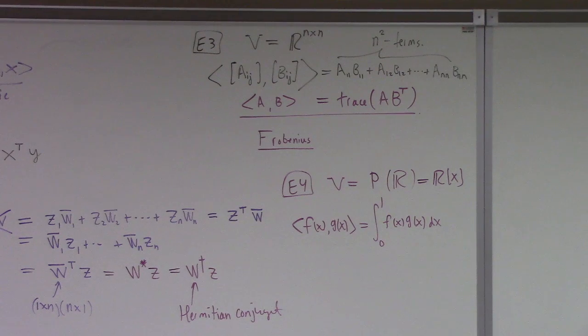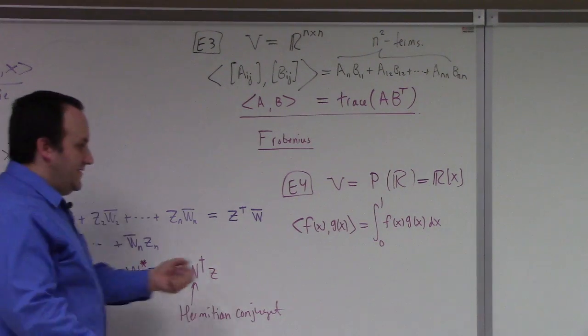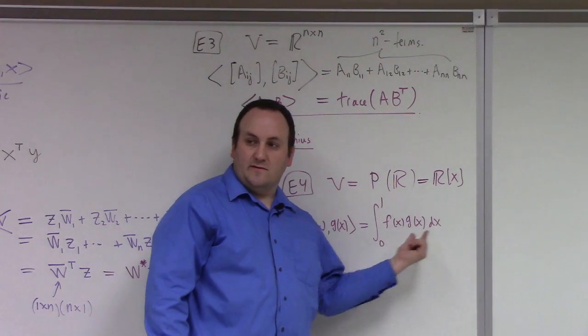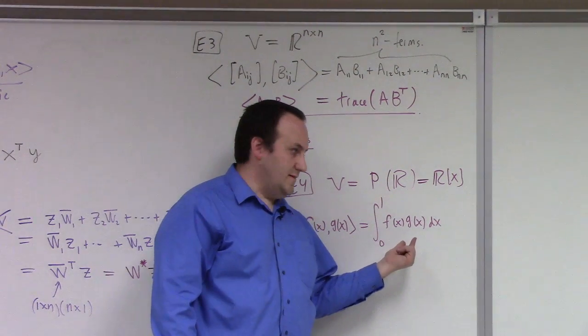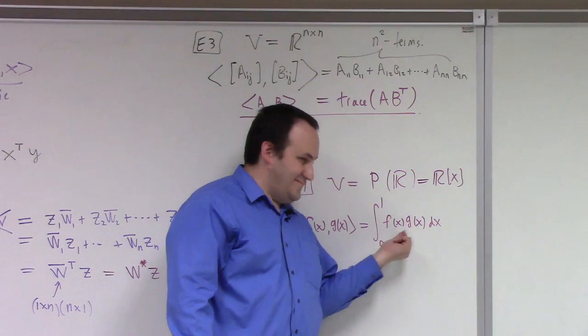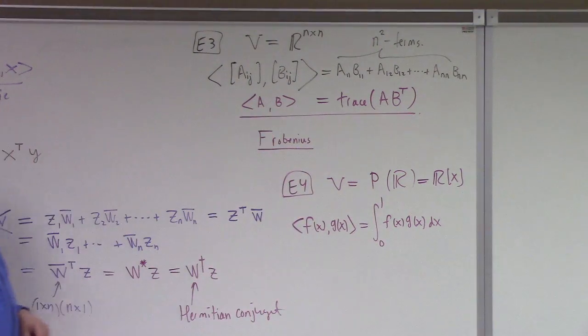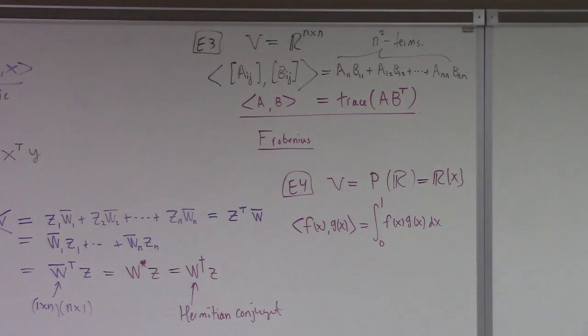The only way you can have an integral of a function with itself over the interval 0 to 1 be 0 is if it's the 0 function. You can't integrate a function times itself and get 0 unless it's the 0 function. I'm going to make these homework problems, at least some part of them, to actually go through and check the axioms for these so you can take ownership of these examples. These are our fundamental examples, pretty much, of inner product spaces.